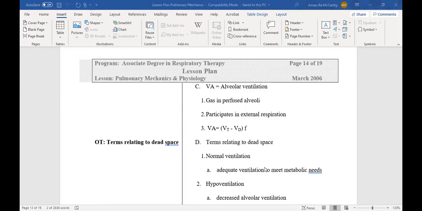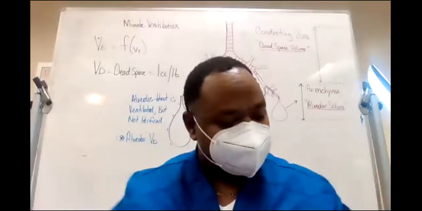How do I find alveolar minute ventilation? Now, you see this? What am I subtracting? Dead space. You just have to take away the dead space. Because I don't want to know the total minute ventilation. I just want to know what is ventilating in the alveoli. Not the whole thing, just what's happening in the alveoli. And to do that, guys, you have to subtract out the dead space. Okay, so let's look at it.